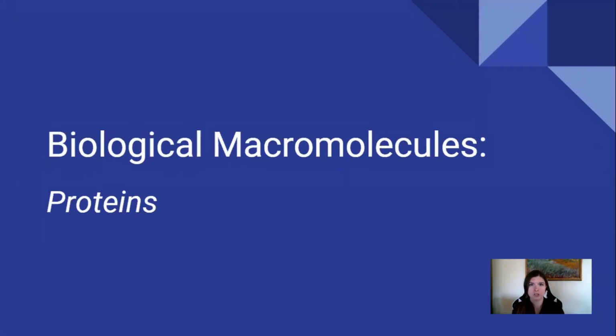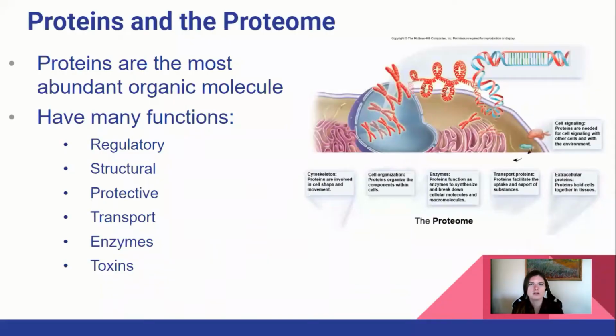So the third group we're going to talk about are the proteins. Now, proteins are the most common organic molecule we're going to see in cells, and they're super important. Proteins do really most of the functions in a cell. They have regulatory functions, they have structural functions, they protect the cell, they move stuff around the cell, they break stuff down in the cell. They're really the molecule that's doing things for the cell.